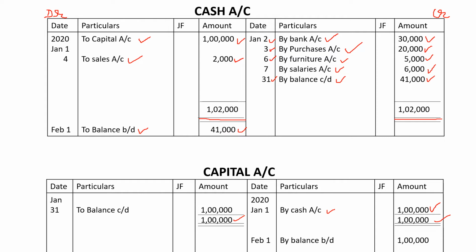So on January 31st we got the balance of 1 lakh rupees. So we have to write "to balance carried down", C bar D means carried down, 1 lakh rupees. Then on the opposite side below the total we have to write February 1st, meaning next month we have to start again. So "by balance brought down", B bar D, 1 lakh rupees. Likewise, other accounts also we have to close in the same way.